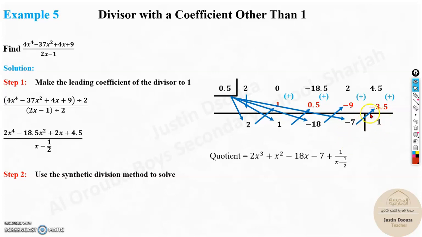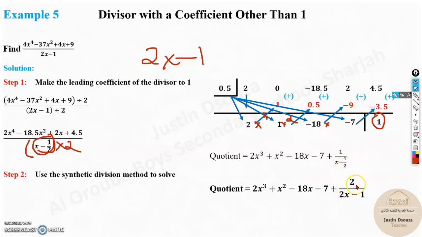So the answer is, you have a remainder. So this is x power 3, x square, x, 0. So 2x power 3 plus x square minus 18x minus 7. And this, please remember, we write 1 divided by the divisor. The divisor is x minus half. Over here, you can note that this can be rewritten. You multiply both the sides by 2. You're not doing any change. It'll be 2x minus 1, right? You can also write over here as 2x minus 1.